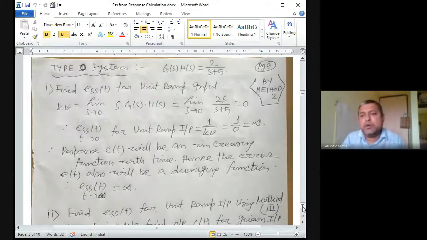You'll be able to generate all the 9 waveforms, that is type 0, type 1, type 2 systems with step input, ramp input and parabolic input. So all the codes are there, you will get them. Okay, so find the ESST for the unit ramp input.